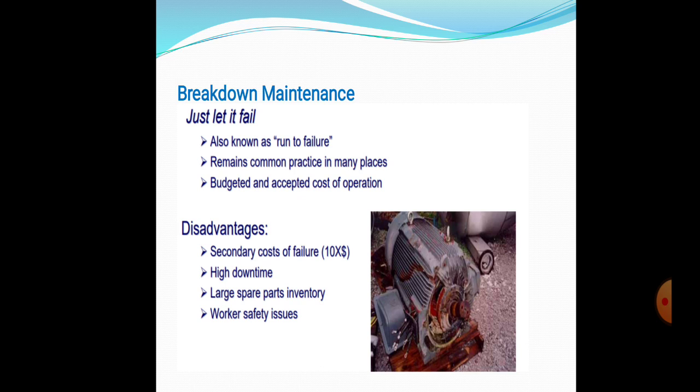Breakdown maintenance means that after the breakage, we have to restore the system to its original conditions. The secondary cost required for the failure repair is costlier. Then again, high downtime, so this time will be high. Then large spare parts inventory: if there is a failure, it causes many more parts to be kept in inventory. Then again, worker safety issues, since a breakdown may harm the worker.